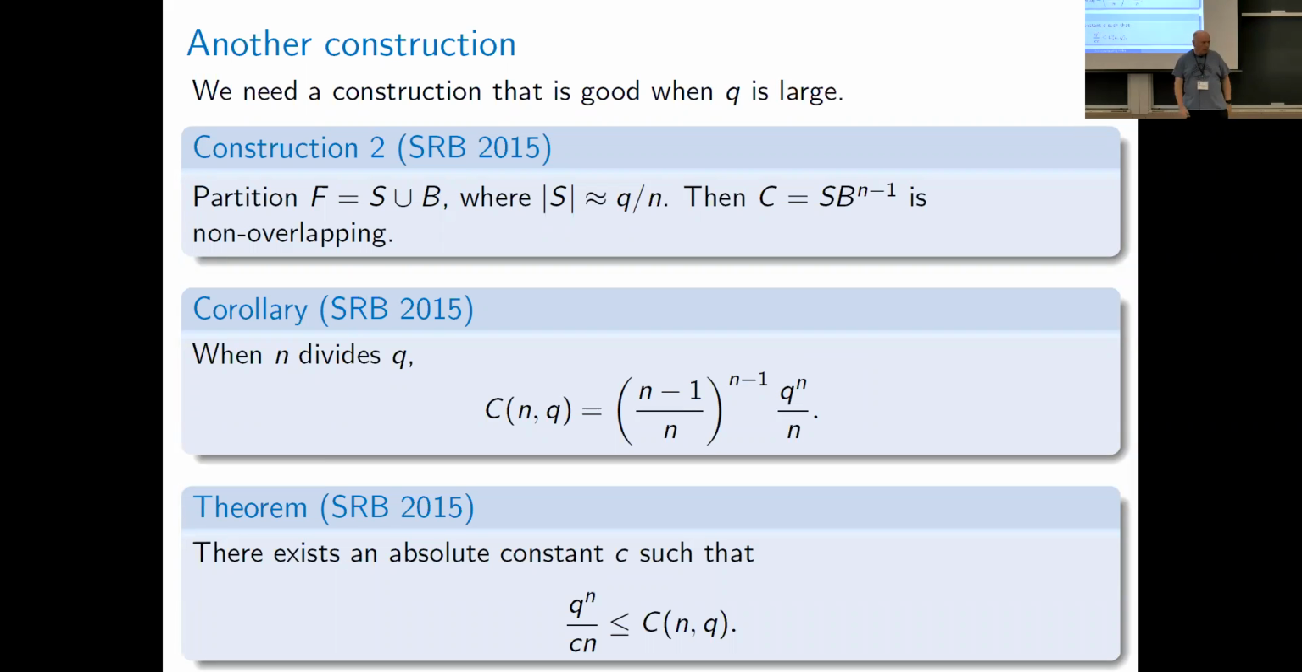And in 2015, I was able to show, using these kinds of constructions, that there's an absolute constant c such that the size of the code is at least q to the n over c times n, no matter what n and q are. So that really says that no matter what your parameters are, you expect about 1 over n of the words to be in your code.